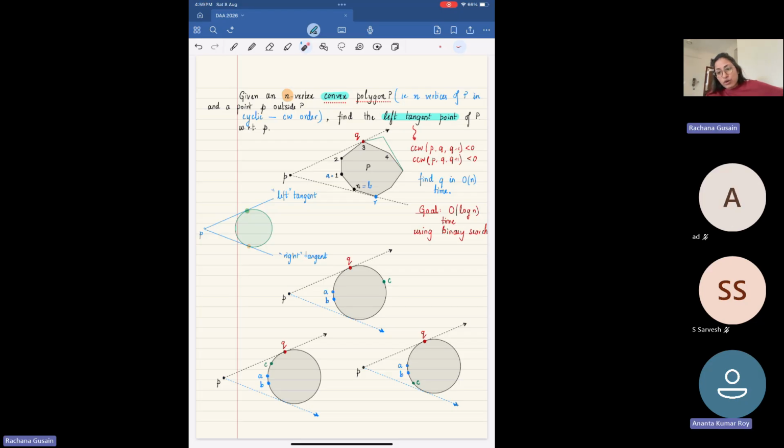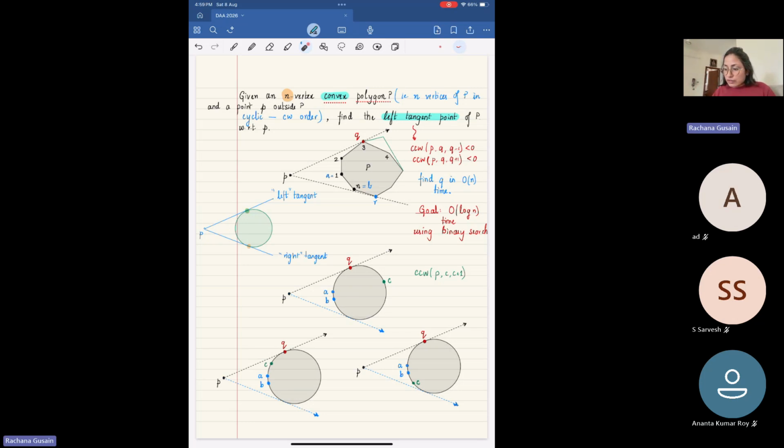But if C is below A and B, like in the inner half, is this still applicable? Yes. The first thing is to identify whether C is in the outer half or in the inner half. For that, I'm saying simply use the test CCW, P, C, and C plus 1. If C lies in the outer half, it will give you a different sign, and if it is in the inner half, that will definitely give you a different sign. That way you can differentiate between these two cases.